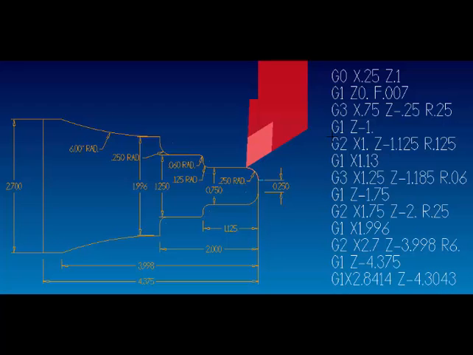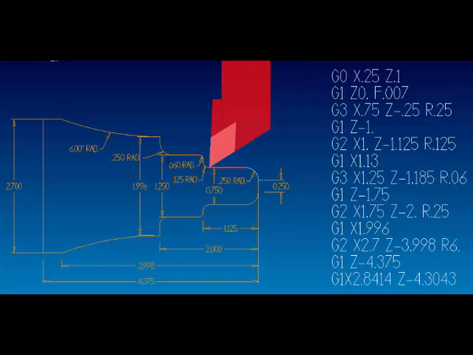Alright, so now we're going to have to go straight to the start point of the next radius, which is a 125 radius. So this dimension right here, the 1 inch 125, we're going to have to stop short 125 thousandths at the start of that radius. So we're going to make a straight line move, G1, Z minus 1 inch. So let's complete that move.